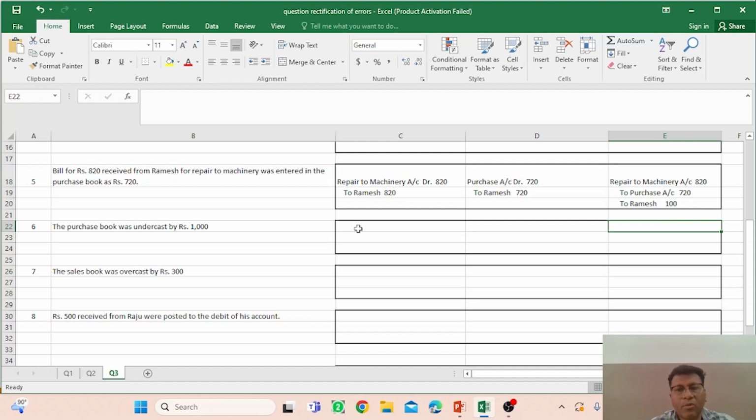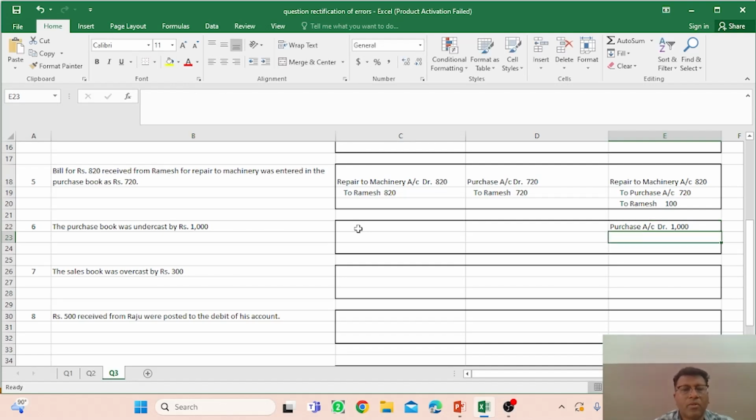It means the purchase account should have been debited by rupees 1000 more. But you see that it was undercast, which means you are reducing the purchase book balance. So you have to make it debit now, because the balance of the purchase is treated as a debit. Or you can apply the particular rule: whenever you enter any transaction in the purchase book, you have to make it on the debit side. So the purchase account should be debited by rupees 1000.